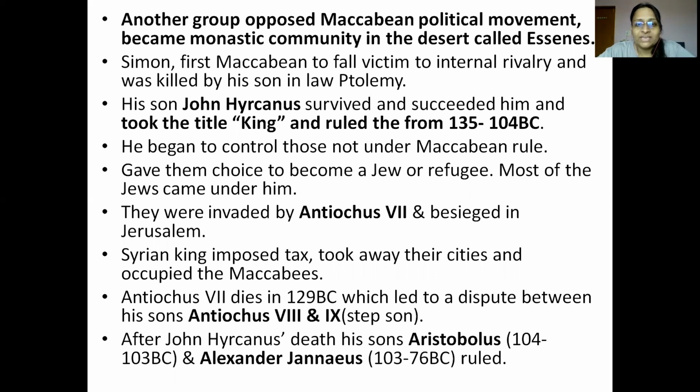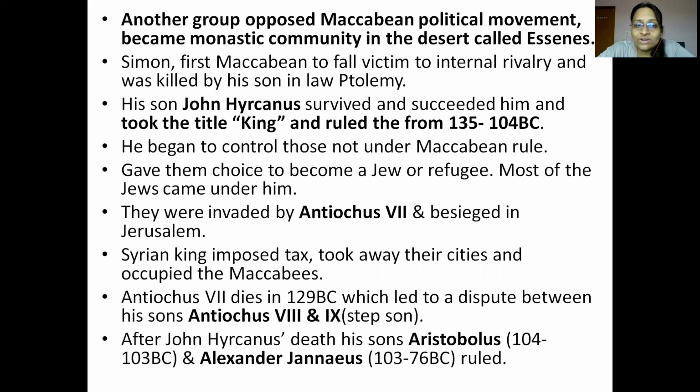Simon was the first Maccabean to fall victim to internal rivalry and was killed by his son-in-law Ptolemy. So Simon was the first Maccabean who was killed by his own people. Till now, all the others were killed by the Greeks or Syrians. But Simon was the victim of internal rivalry, meaning his own people killed him. He was killed by his son-in-law, whose name was Ptolemy.